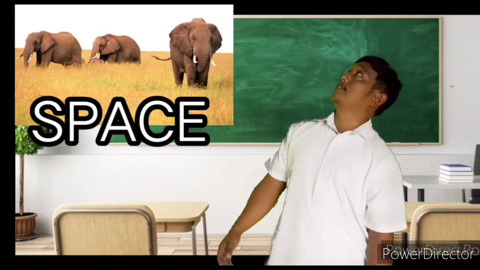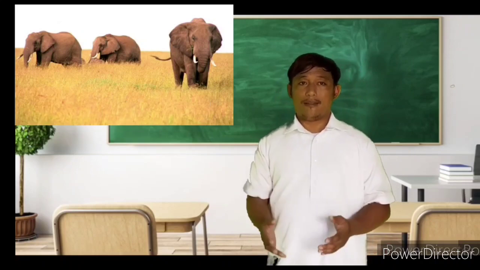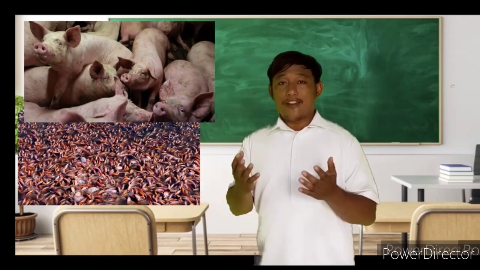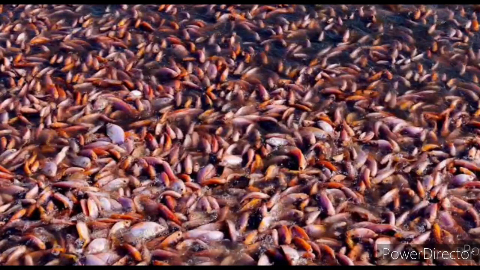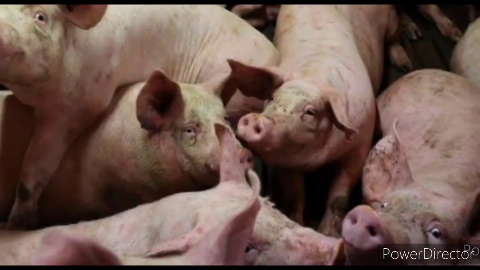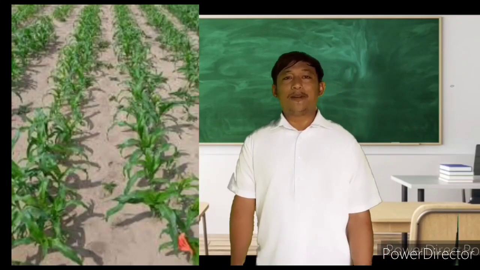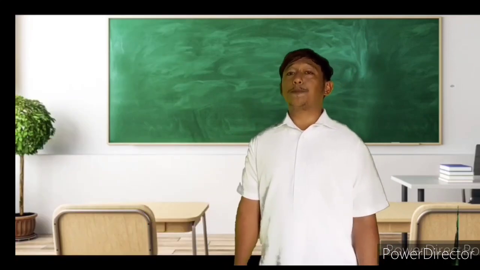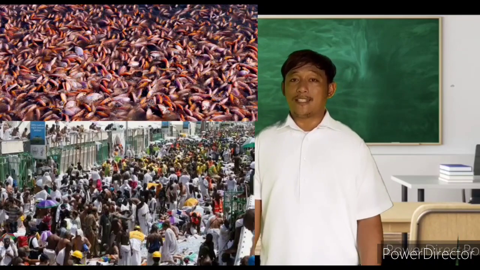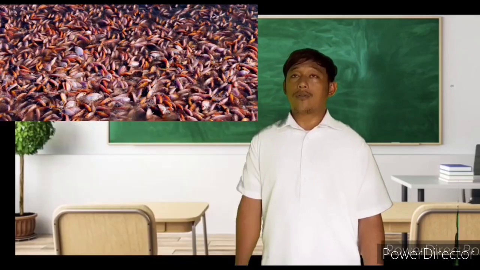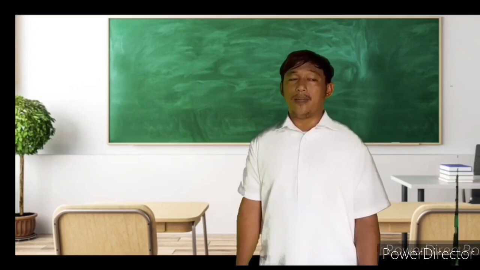Space. Living things need space to live and breathe. Overcrowding, especially in animals, can result in stress and distress. Plants, animals, and humans need enough space in order to survive and multiply. When there are too many organisms in a given space, overcrowding occurs. Lack of enough space will result in the following.